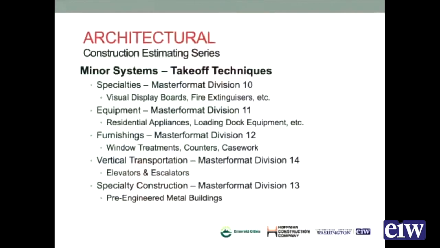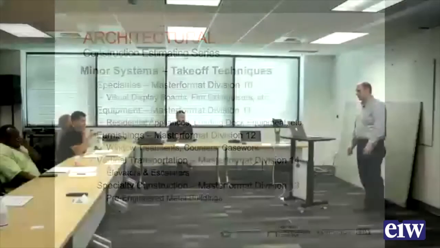And the last piece doesn't necessarily come up a lot. We don't see Division 13, which is specialty construction. And there's a lot of different things in there. The most common thing I see in specialty construction is pre-engineered metal buildings, which is more of a structural item, but those are the kind of things that you see in Division 13, and they don't come up very often, so that's why I put them down at the bottom.